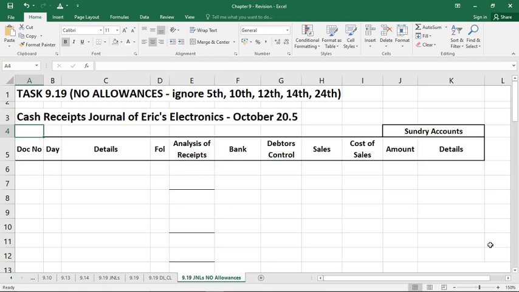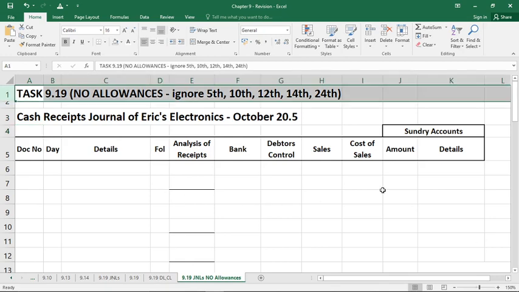Right, so before we climb into task 9.19, I just want to mention that this ignores all allowances. It's a concept that you haven't been taught just yet. So we are going to ignore the 5th, the 10th, the 12th, the 14th, and the 24th transactions. So when we get there, we'll just minus it and move to the next one.